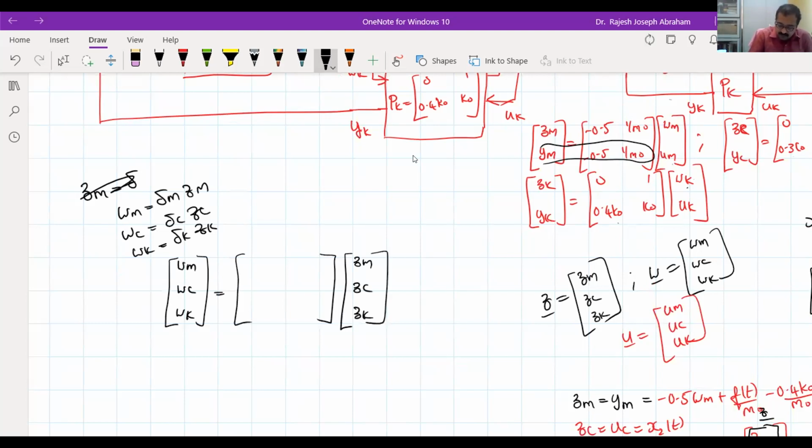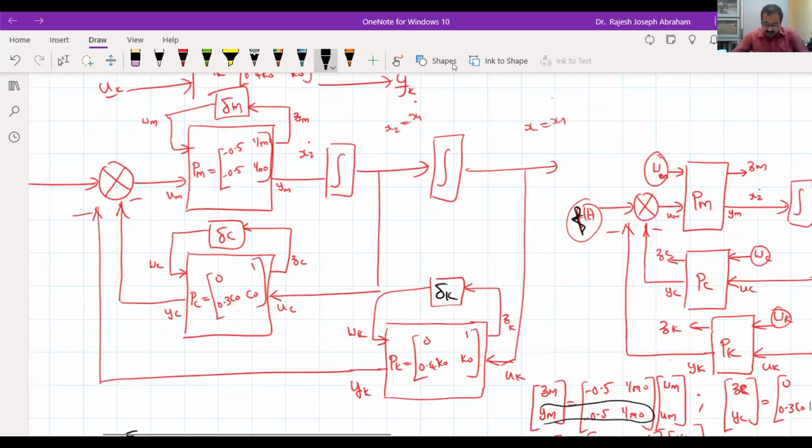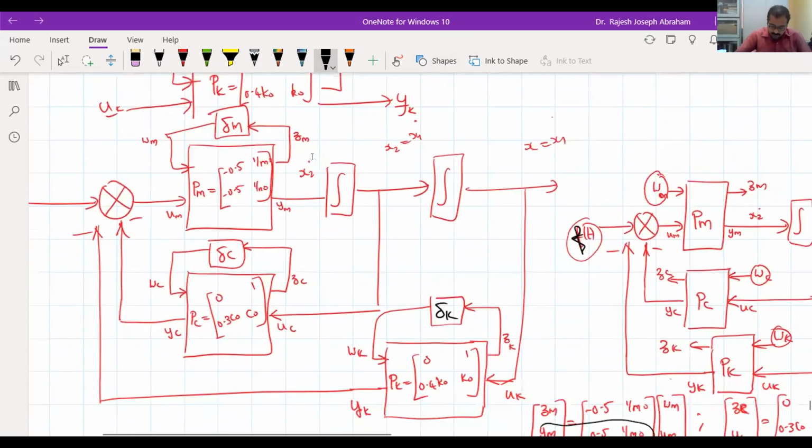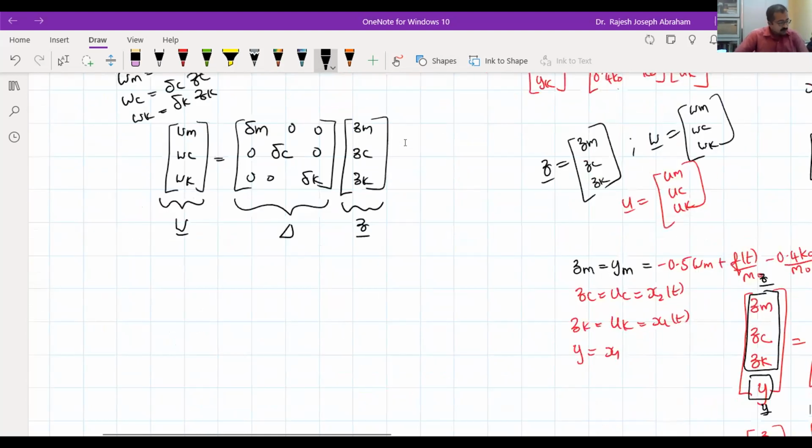Okay, so what is the term here? Zm, ZC, there is delta M, delta C, and delta K. All other terms will be 0. Okay, so this is our vector W. This is the perturbation block delta, and this is the regulated output Z. As we see from here, W is equal to delta into Z, right?